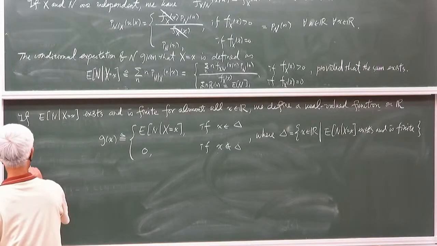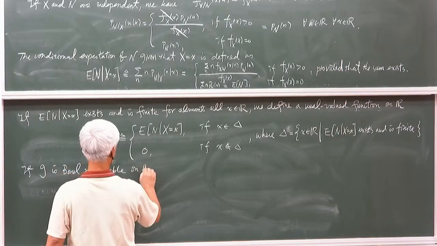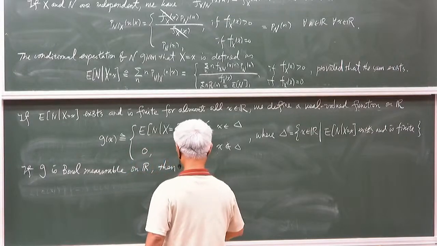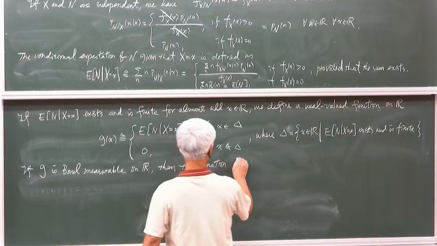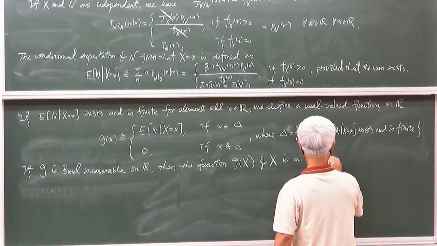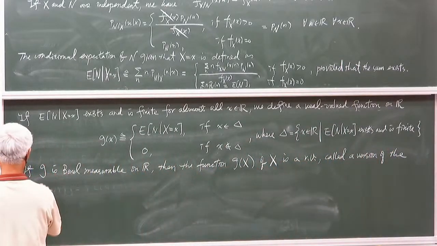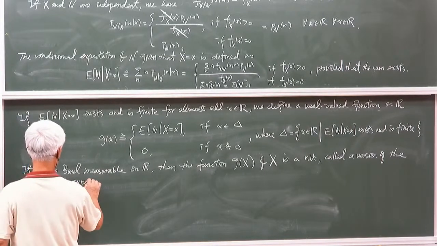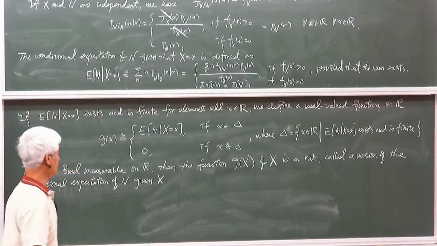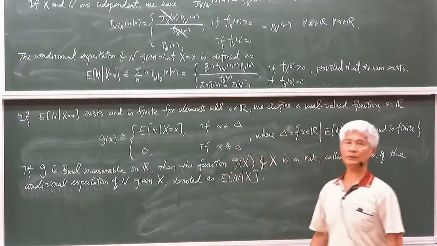Okay. Now if g is Borel measurable on R, then the function g of X is a random variable called a version of the conditional expectation of N given X, and denoted as the conditional expectation of N given X.